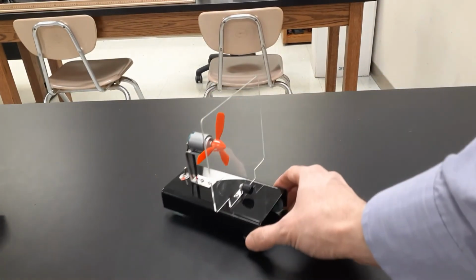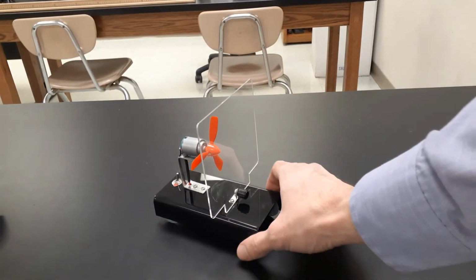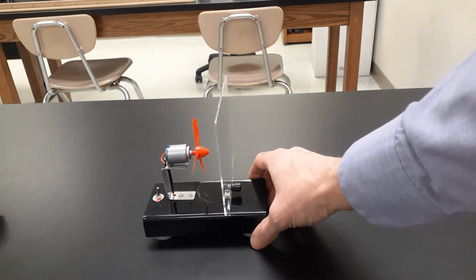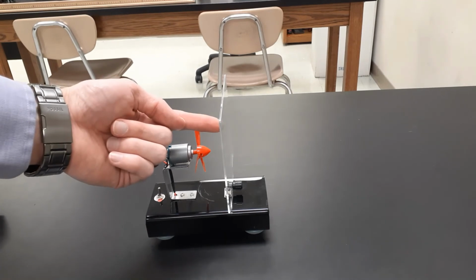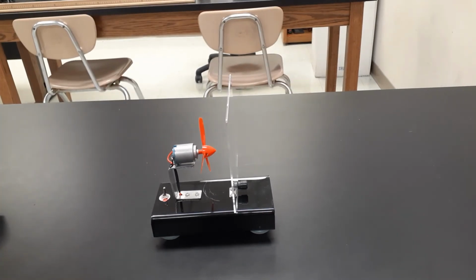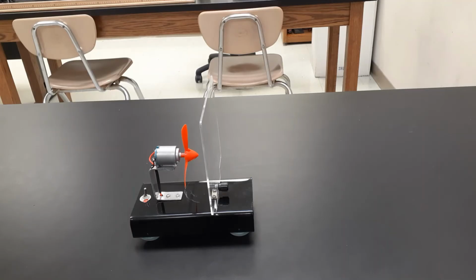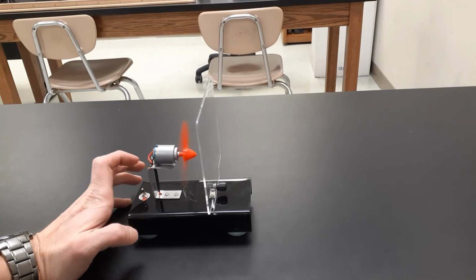Now, hard to see because it's clear plastic, but I've mounted this plastic piece onto this fan car. And so now when we turn on the fan car, the air is going to blow against this sail. So pause here, make a prediction. What's going to happen when we turn on the fan? So hopefully you made your prediction. We're going to turn it on and let's see what happens.